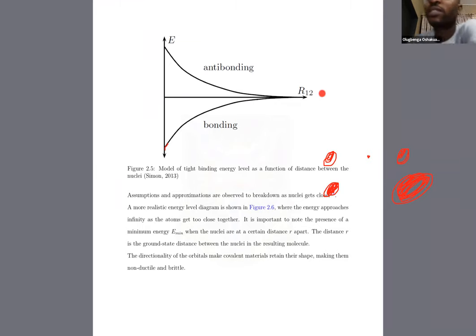So when the two atoms collide, it will still have a finite value. It doesn't make sense in reality. The two atoms are not expected to touch each other for any reason.